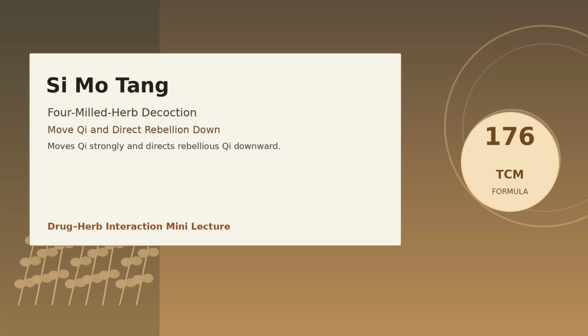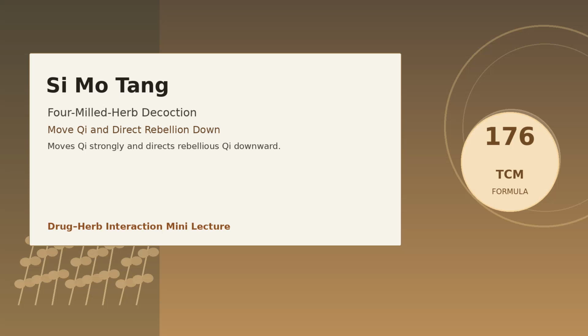Tang, commonly translated as 4-meal herb decoction, is a classical traditional Chinese medicine formula in the category Move Kai and Direct Rebellion Down. Its core action is to move Kai strongly and directs rebellious Kai downward. The pattern framework is severe Kai stagnation with counterflow and chest abdominal fullness. This mini-lecture focuses on the formula logic, recognizable pattern features, and practical drug-herb interaction screening.